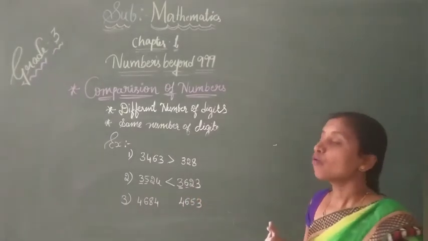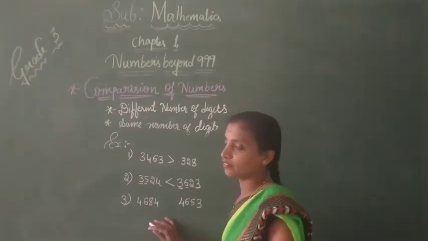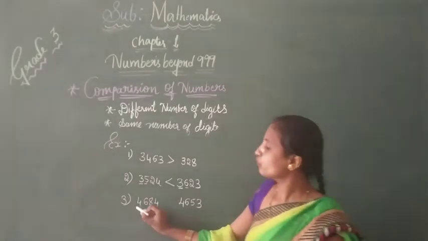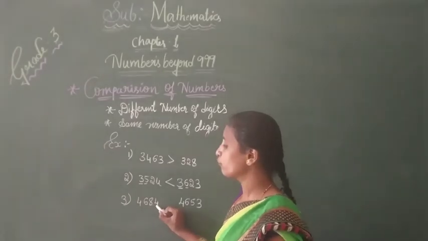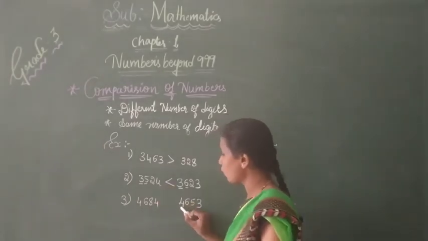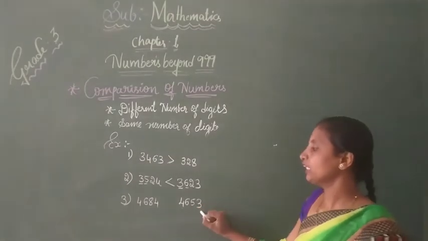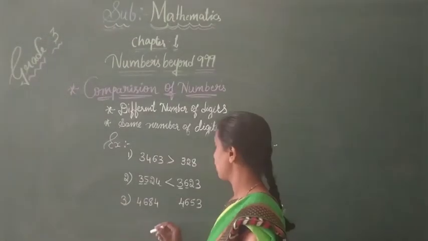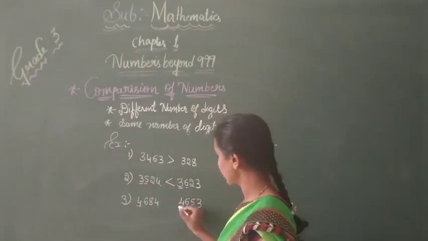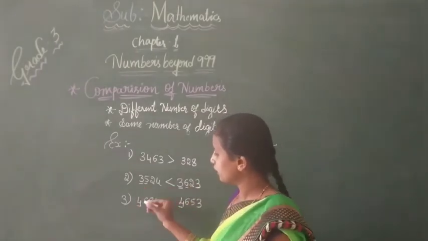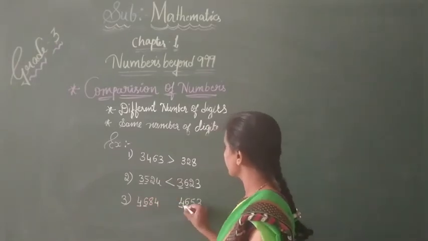3623 is more greater. Is it? Next, another example. Look, 4684. Is it? 4653. In this, which is more greater? Look, here in the thousands place, here also 4, here also 4. And in the hundreds place, here is 6, here also 6.